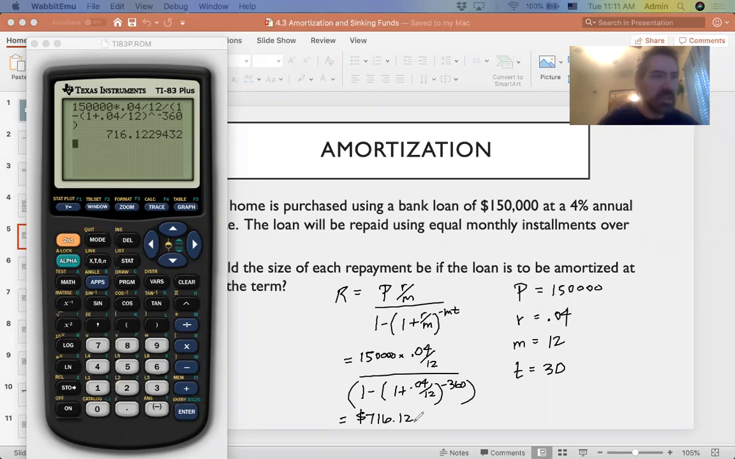Okay, so now the next question is, once we pay off that original bank loan of $150,000, how much of our 360 payments will have been made towards interest? After we calculate how much our total payments are, once we subtract the loan amount, the balance will be how much interest we had paid. All right, so we're making $716.12 payments.